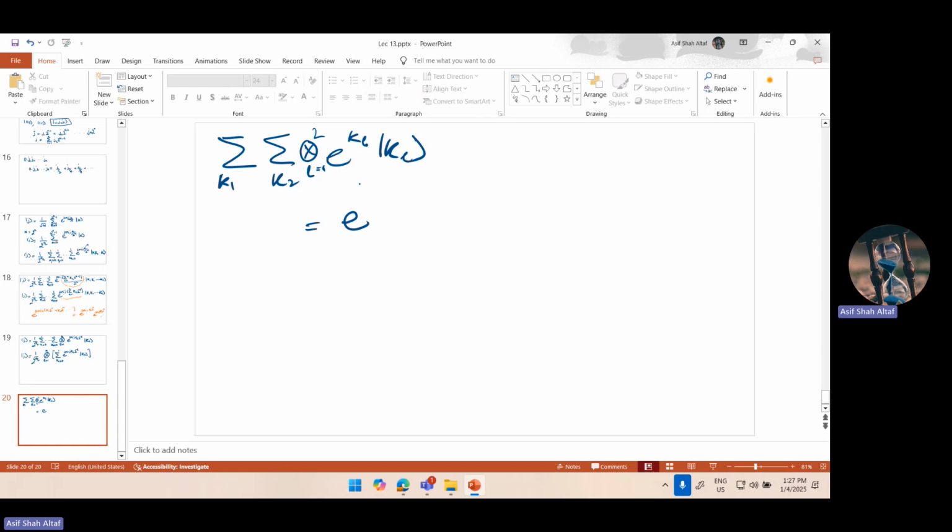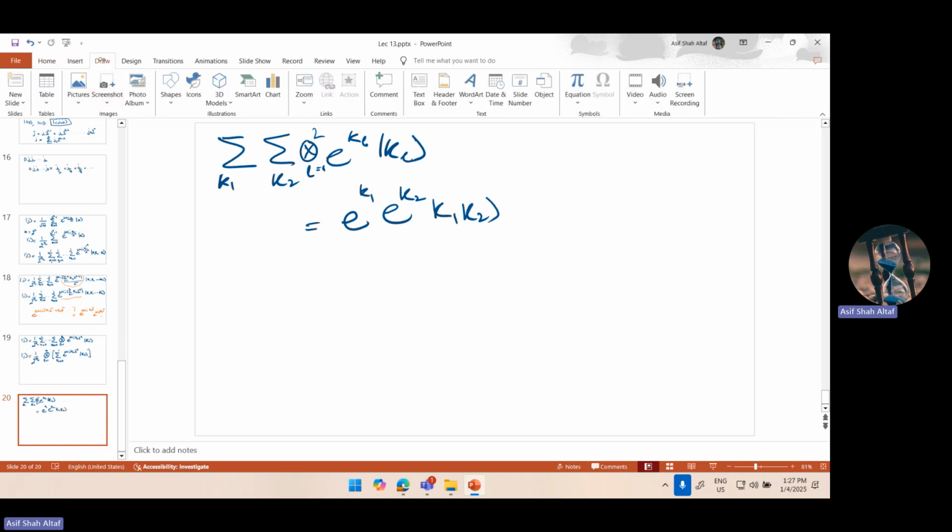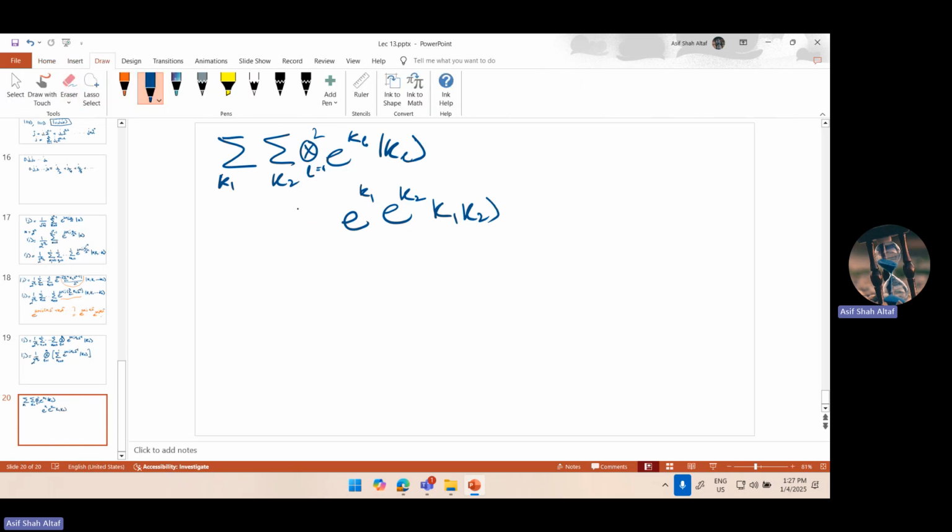So if I first apply the product, then summation, then what I will have is e to power K1. So if I apply first the product, then I will have e to power K1 and e to power K2. Okay. And then after this, if I have to apply the summation, then this will form 0 plus 0, 0 plus 1, 0, 1, and so on for other two terms. That's then what I will get.